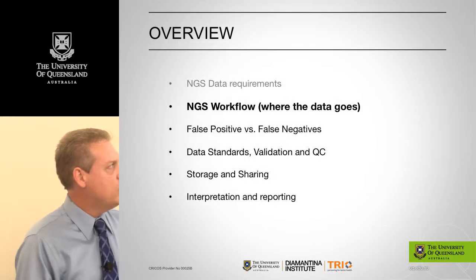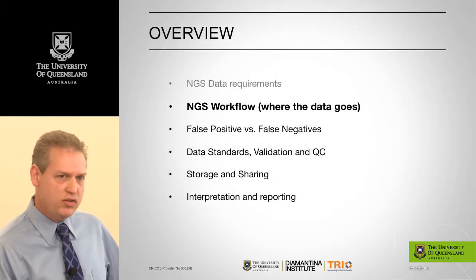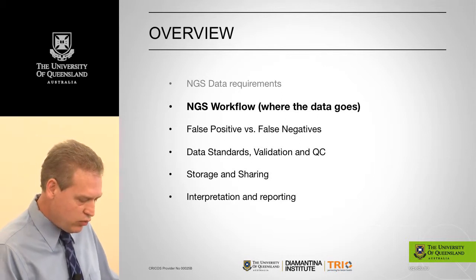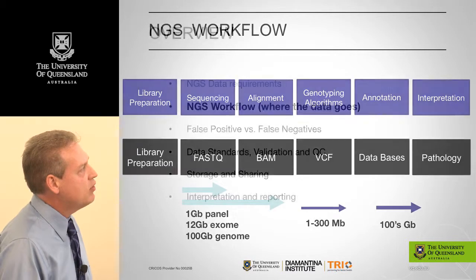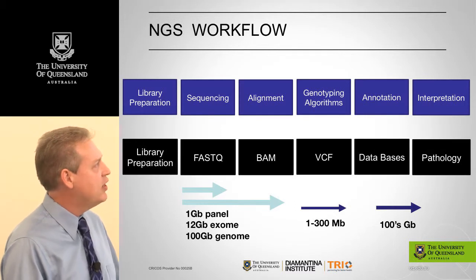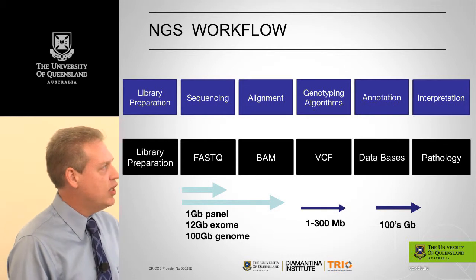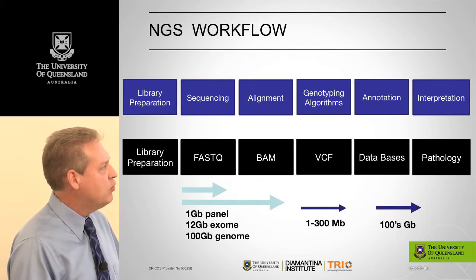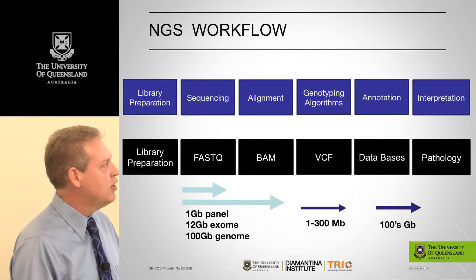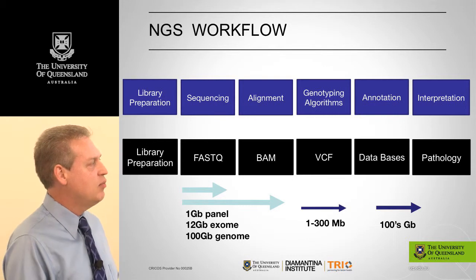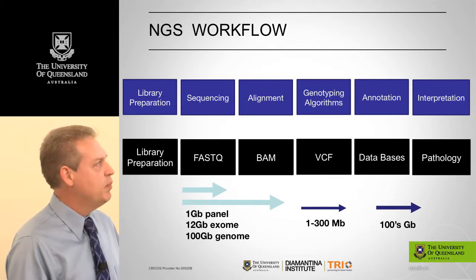So let me put that data into context of the workflow, because this is quite important. Matt talked to you a little bit about the next generation sequencing workflow, and I've just simplified it here. There's a library preparation stage where you chew up the DNA and you put it on a sequencer. The sequencer makes things called FASTQ files. These are those raw little tiny sequence reads. You then need to align them to the genome, and those little sequence reads are then stored in something called a BAM file, a binary alignment file.